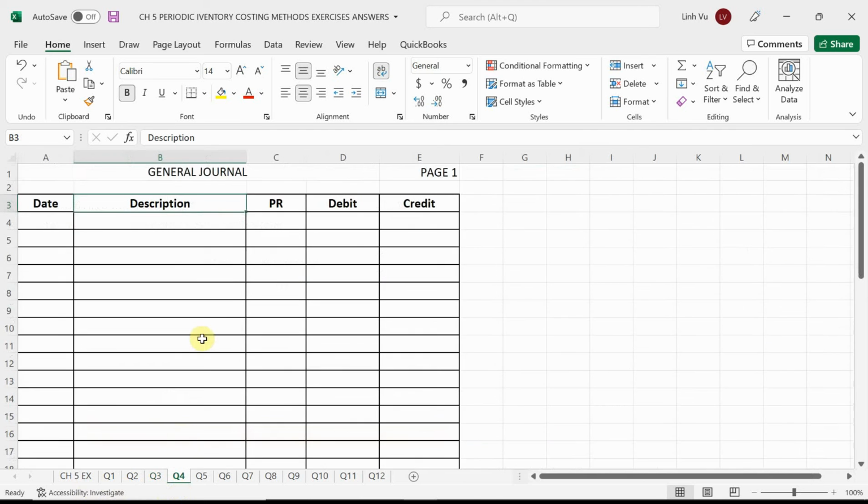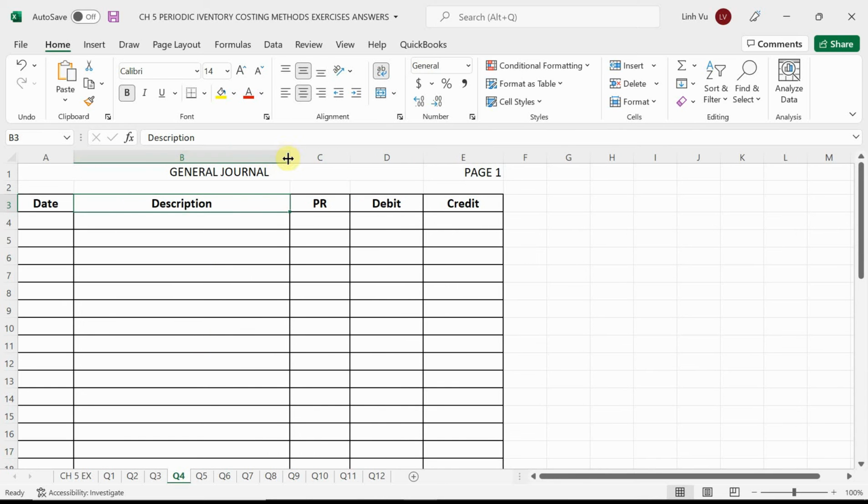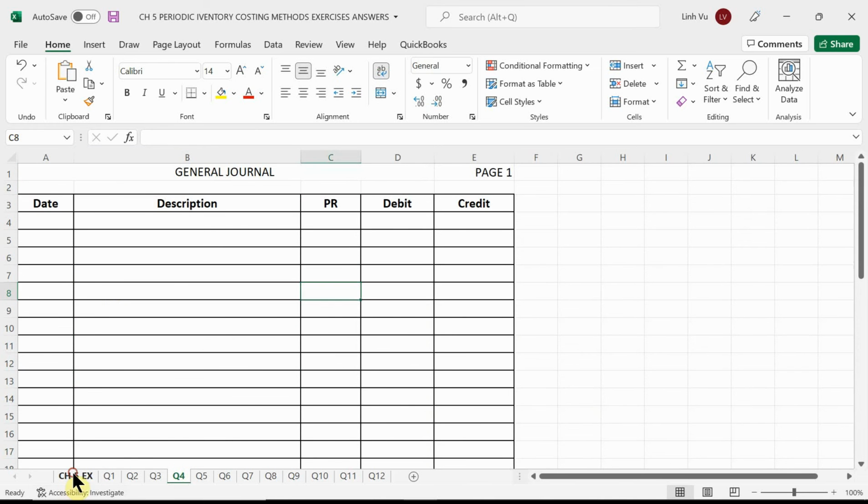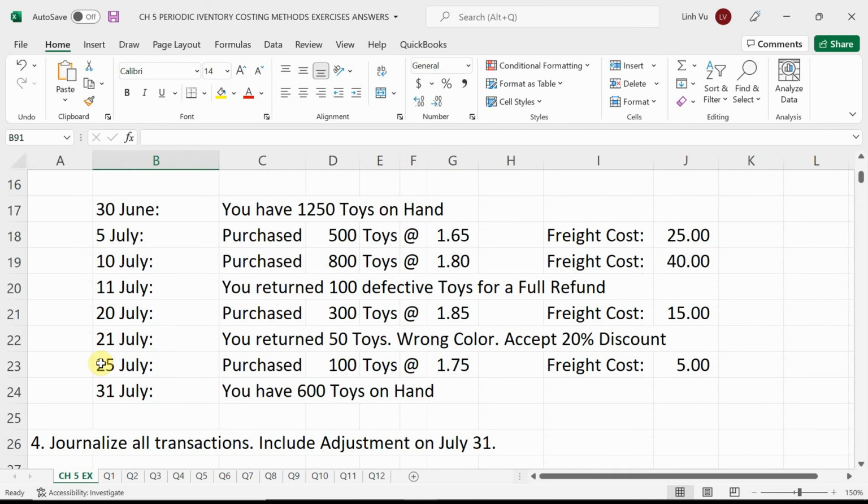For question number 4, I want you to keep practicing journalizing your purchases as well as your returns and allowances. On July 5th, since we carried over the values from June, we purchase 500 toys for $1.65 with the freight costing $25. So what do you want to do first? Journalize, or add these values into your inventory worksheet first? Journalize. So, purchase 500 toys at $1.65.